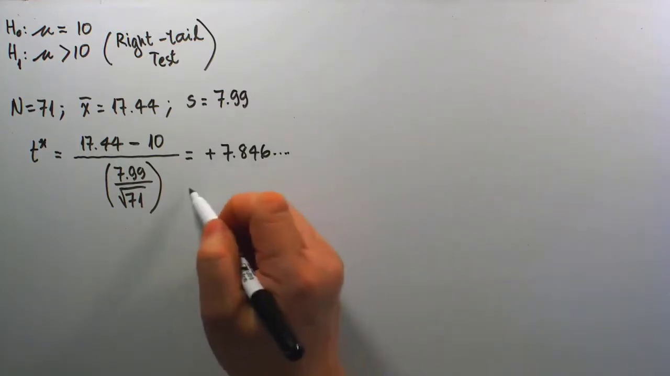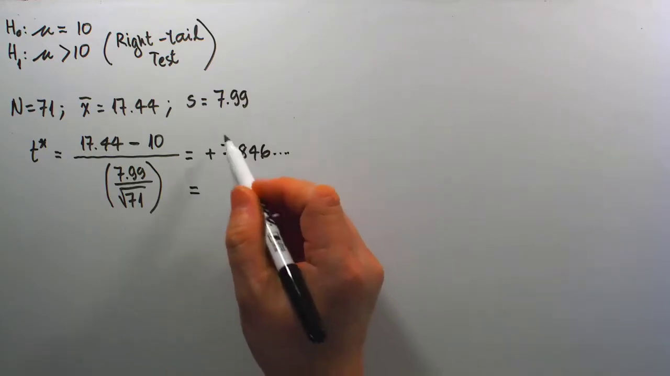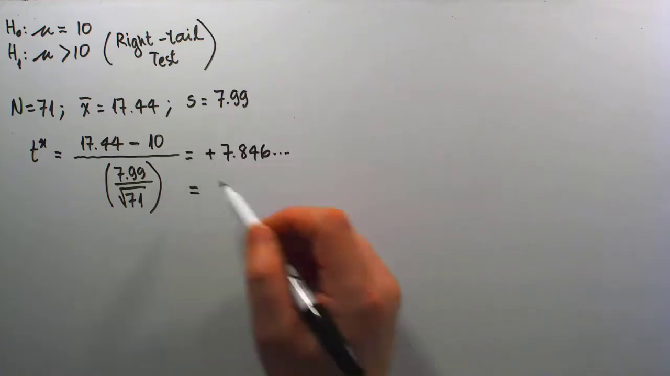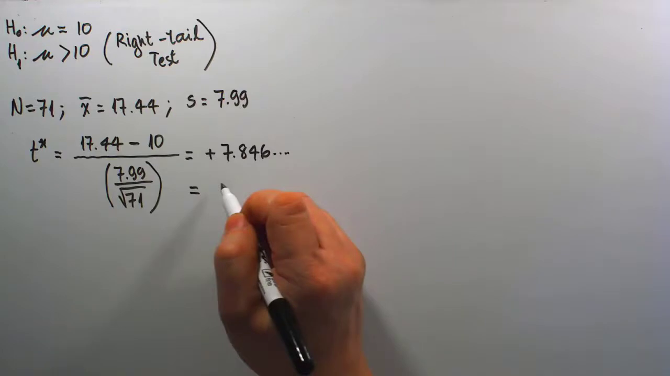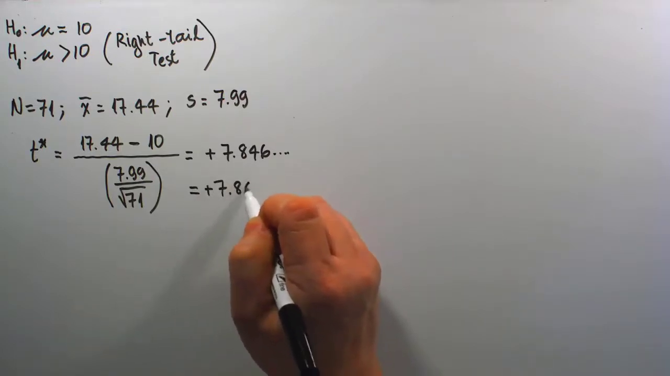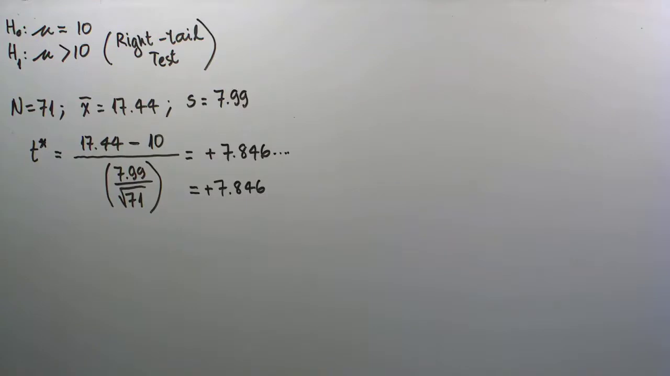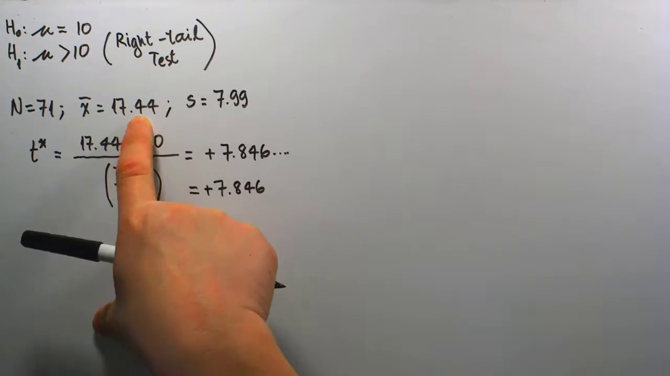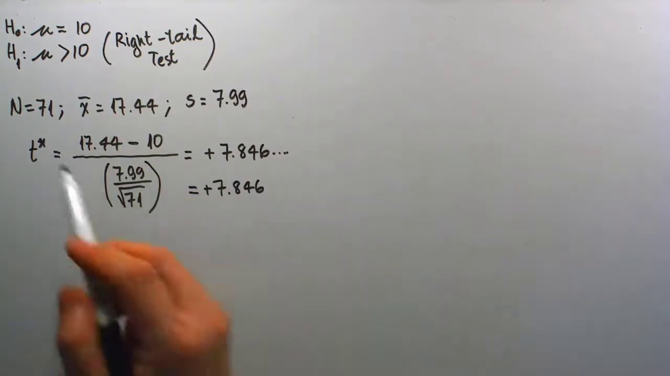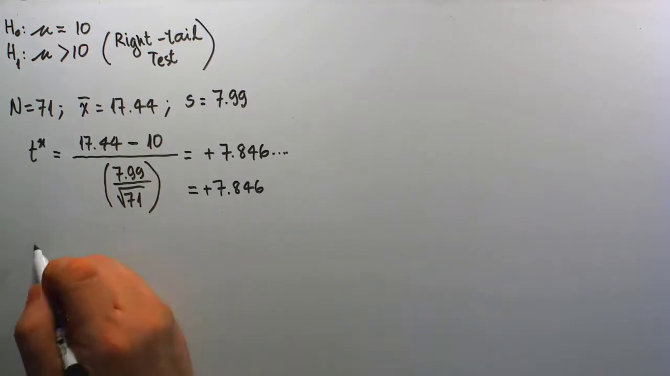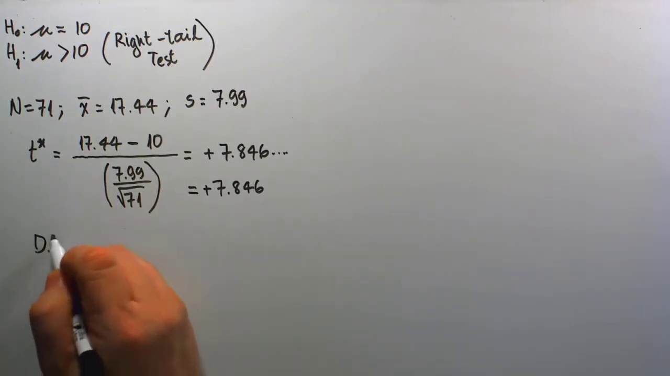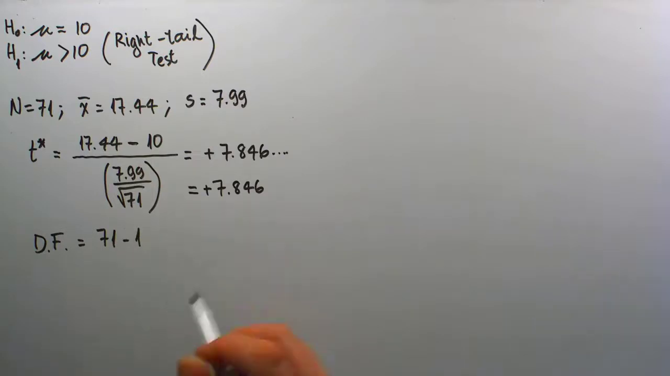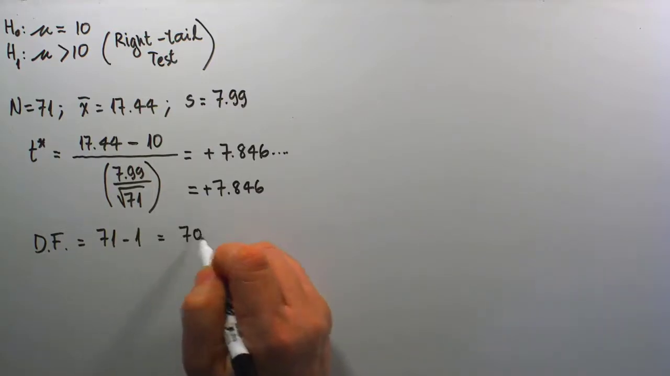And unless specified otherwise, a lot of times I will always round my t star score to 3 decimal places throughout all of my video lectures here. So positive 7.846 is the final t star value. This is the t score corresponding to our current sample mean value at 17.44. This sample at sample size 71 will have degrees of freedom, symbolically notated as df, equal to 71 minus 1. And this will be 70 for our degrees of freedom.